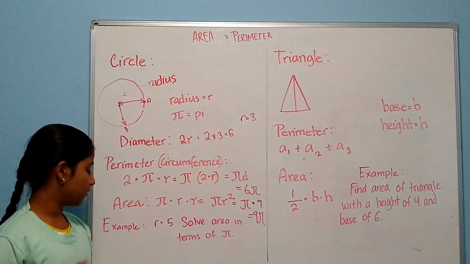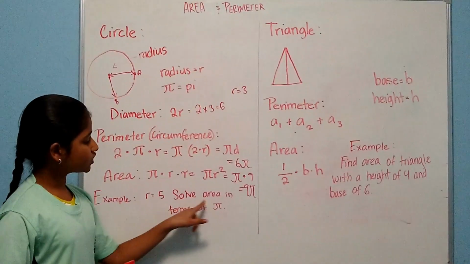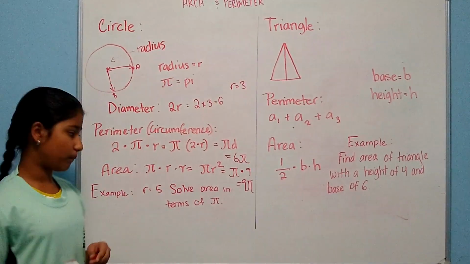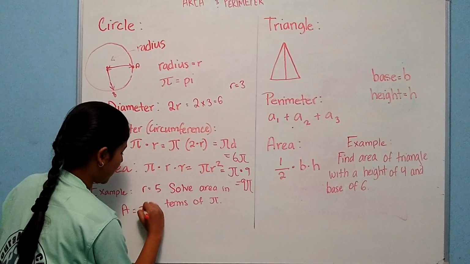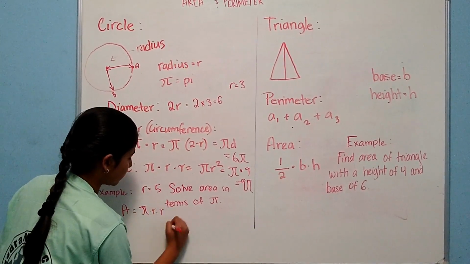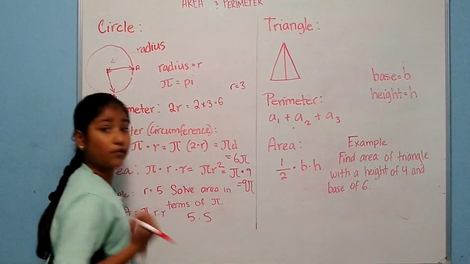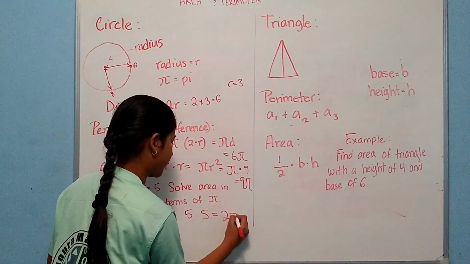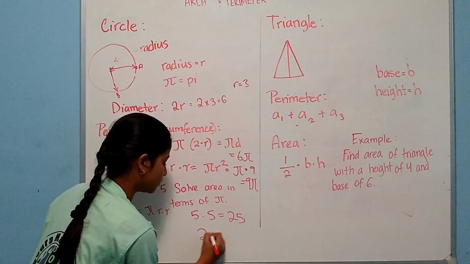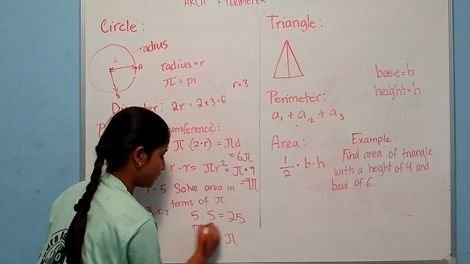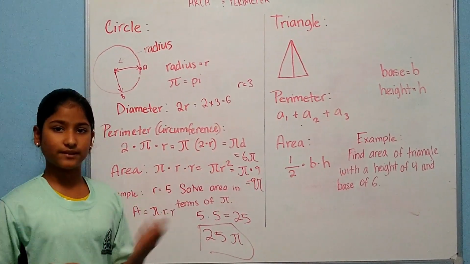Now let's do an example problem together. So r is equal to 5. The radius is equal to 5. We have to solve for the area in terms of pi. So we know that the area is equal to pi times r times r. So we know that r is equal to 5. So 5 times 5, or 5 squared, is equal to 25. And you have to solve in terms of pi. So that would be 25 pi. So if you still don't understand, try attempting the practice problems in the lecture note.